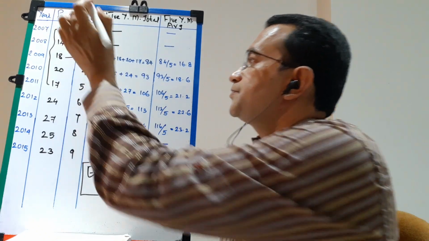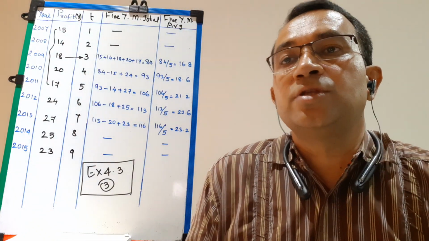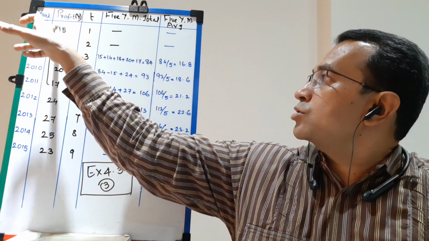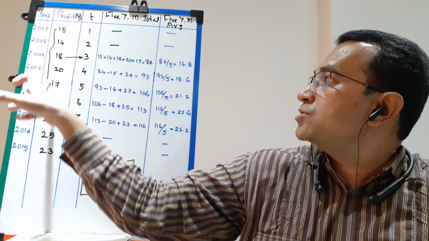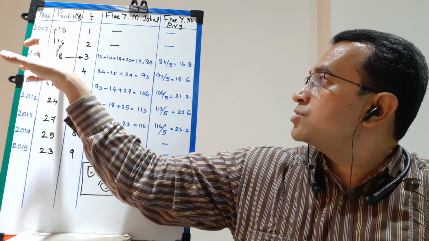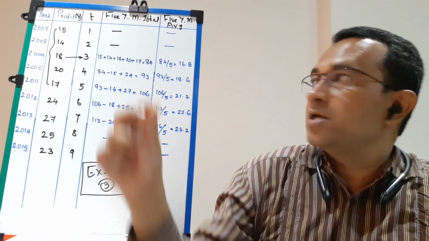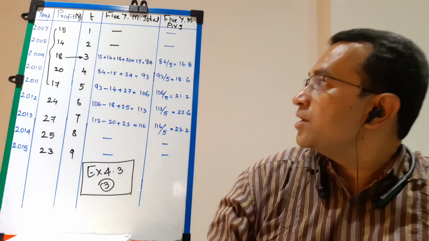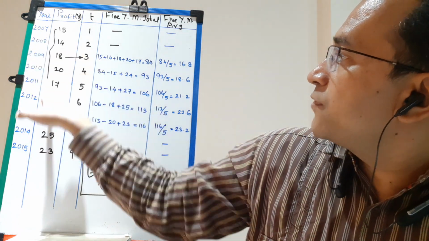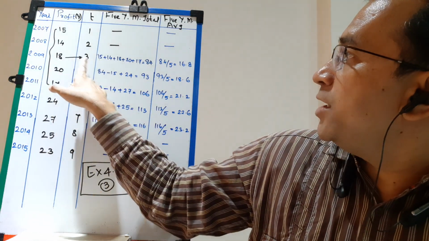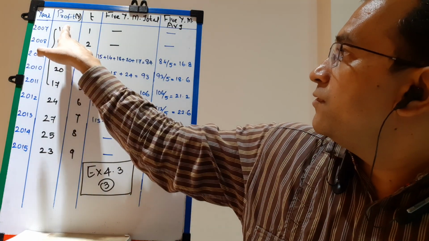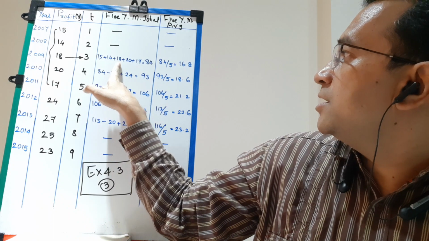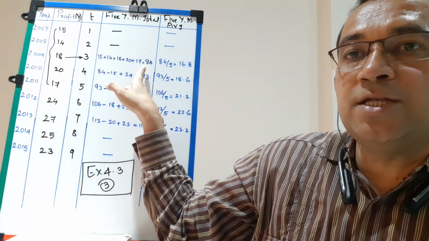Check. Opposite to 3. Why? Because these are 5 yearly moving totals. So we have to total 5 values. Below 18 2 values. Above 18 2 values. For the first 2 values we will keep a dash. And write the total of first 5 observations opposite to 18 means opposite to 3. 15 plus 14 plus 18 plus 20 plus 17, which comes out to be 84.